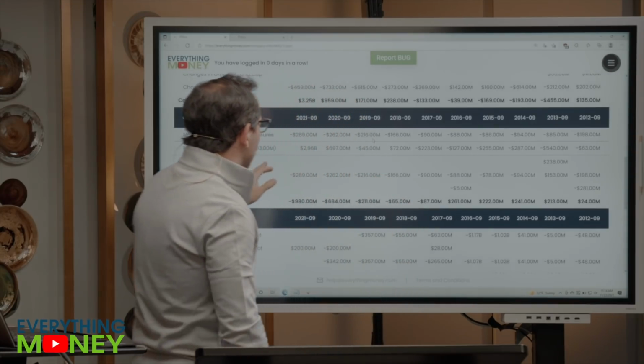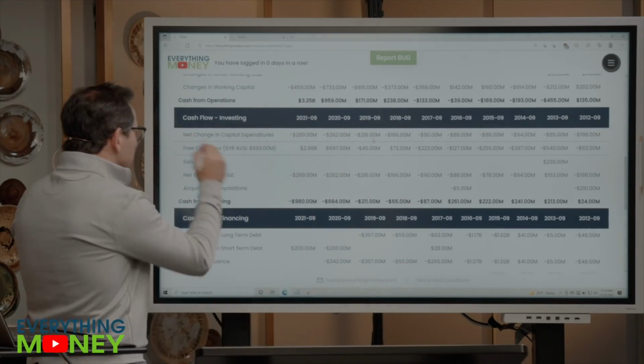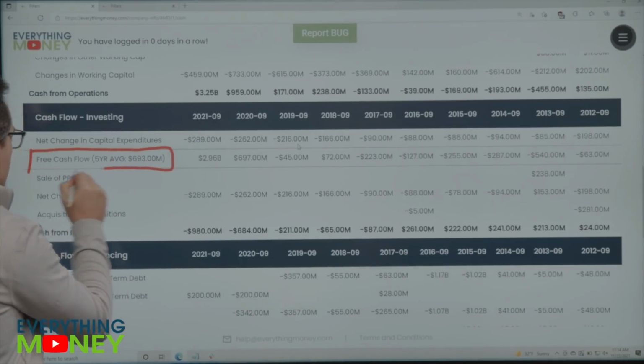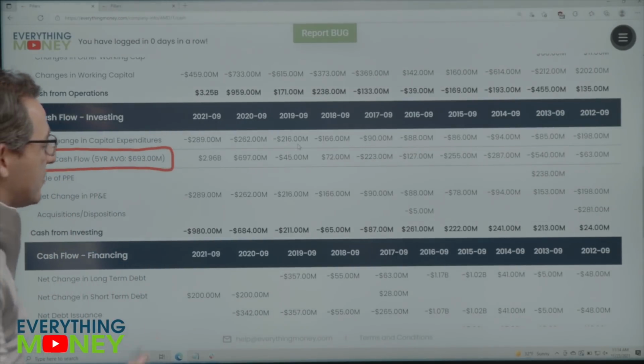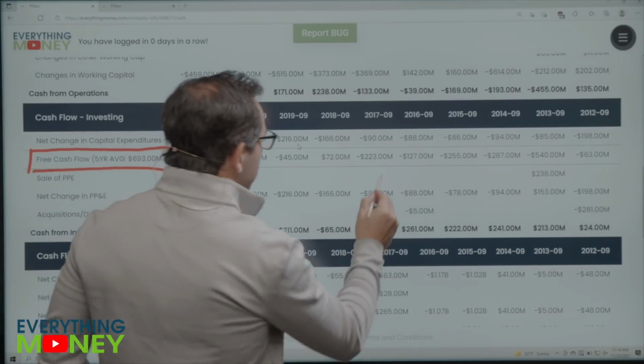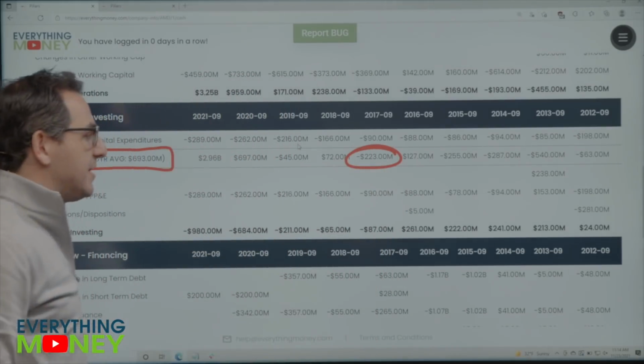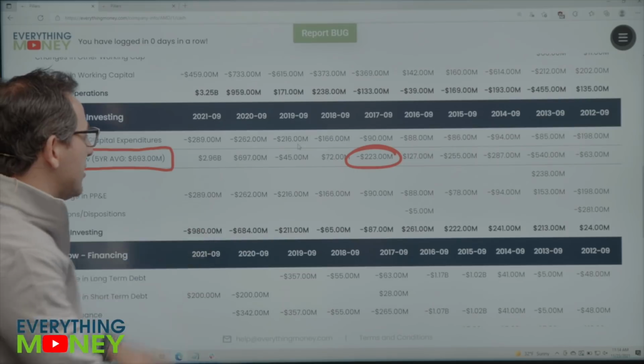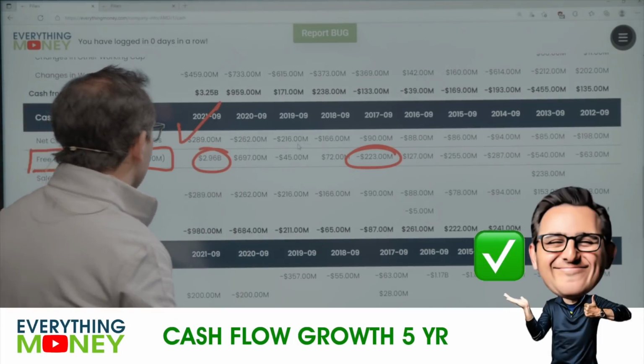So on our software, we have cash from operations less your capital expenditures, and we add this extra line here to make the math easy for you. That way you don't have to sit there and use your calculator like Seth used to have to. Yes, terrible. 5 years ago, they did a loss of $223 million. This year, they had a gain of $3 billion, massive check mark.